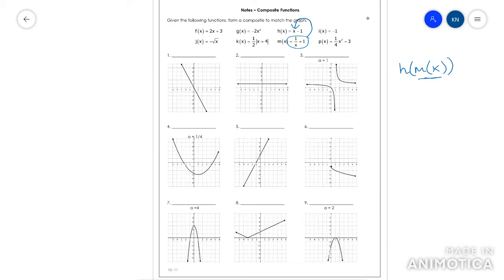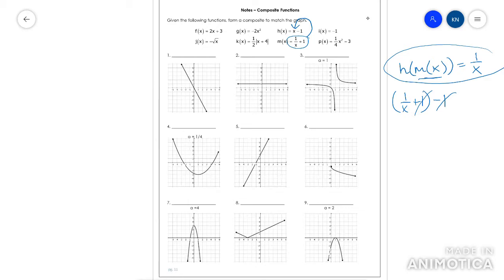So if I plugged in m of x, this 1 over x plus 1 that I circled, for the letter x up above where the arrow is pointing, it would look like this. 1 over x plus 1 would be the part that I just plugged in, and then it would have the minus 1 at the end. So when it's all said and done, this would cancel, and h of m of x would just be 1 over x.